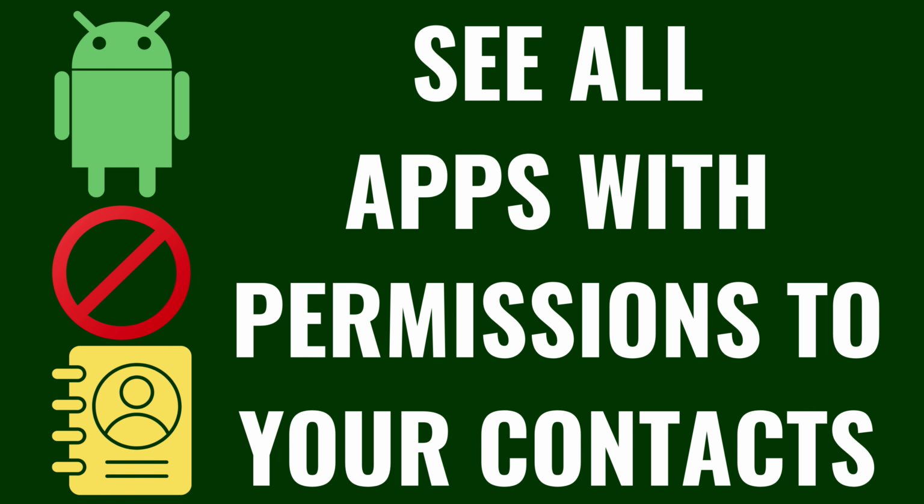Next, let's look at how to use the Permission Manager to see a full list of every app that currently has access to your contacts. From here, you can remove specific apps from having access to your Android device's contact list.